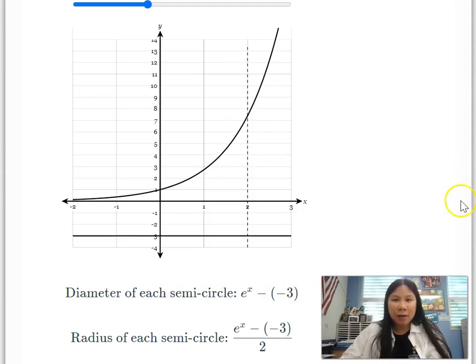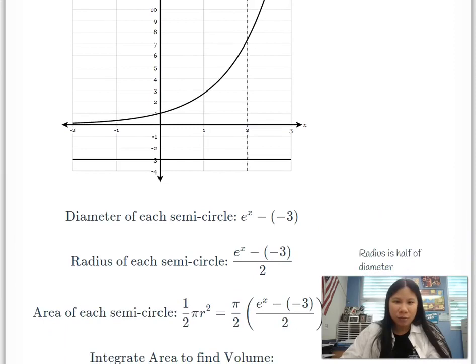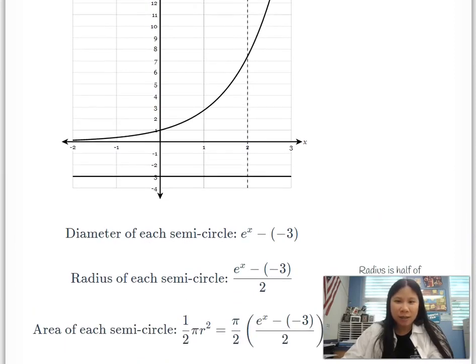And then area would be half times pi times this squared. So really like this.